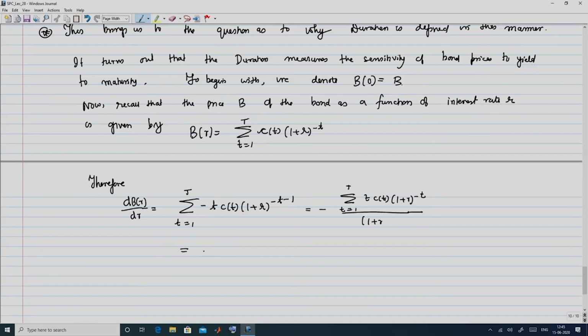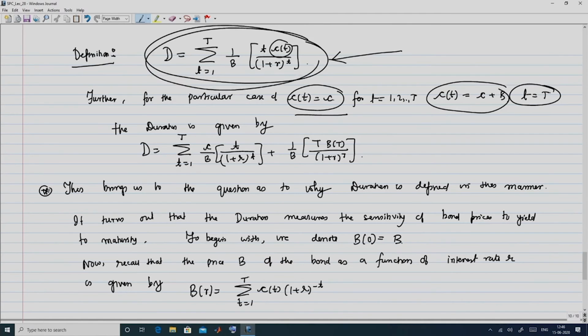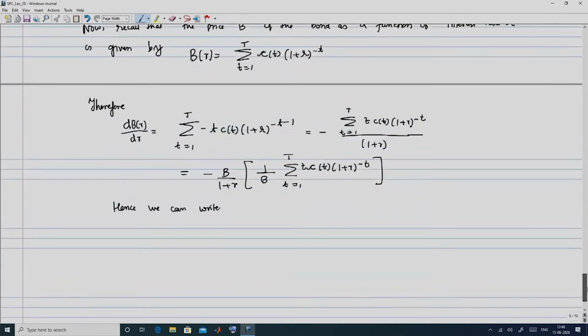And this is going to be equal to minus B over 1 plus R. What I do is multiply and divide by 1 by B into the summation of C of t into (1 plus R) raised to minus t, t equal to 1 to capital T. So, there is a t here. Hence we can write, so you observe carefully what is going to be the definition of a duration. This is the definition of a duration, 1 over B into the other quantity.